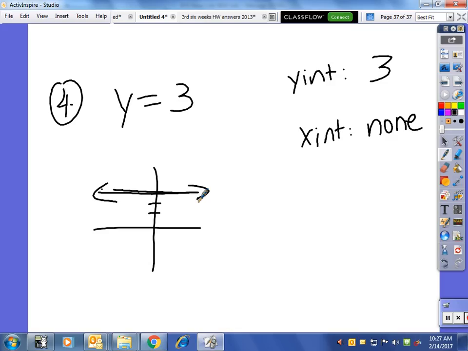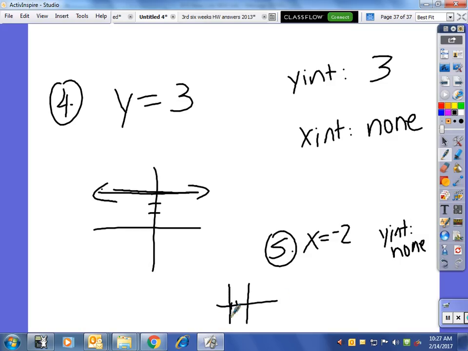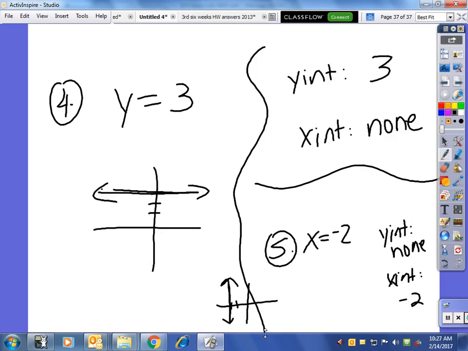Okay, now what about this? Number 5. X equals -2. What's the y-intercept? There isn't one. This is a vertical line that goes straight up and down through -2. It's never going to cross the y-axis. What's the x-intercept, though? -2. Okay, so horizontal lines have y-intercepts and no x-intercept. Vertical lines have x-intercepts, but no y-intercept. And you might have one of those on your homework.